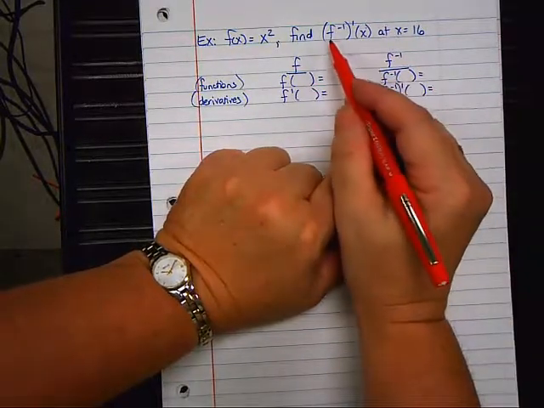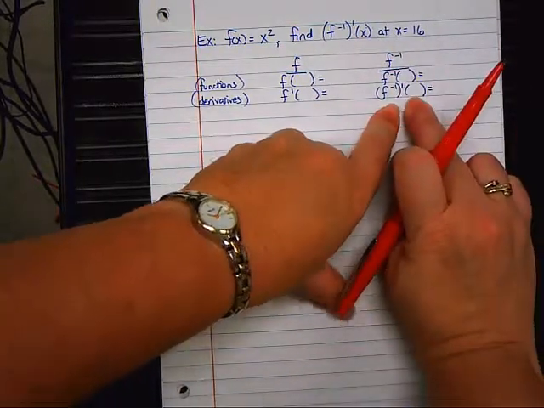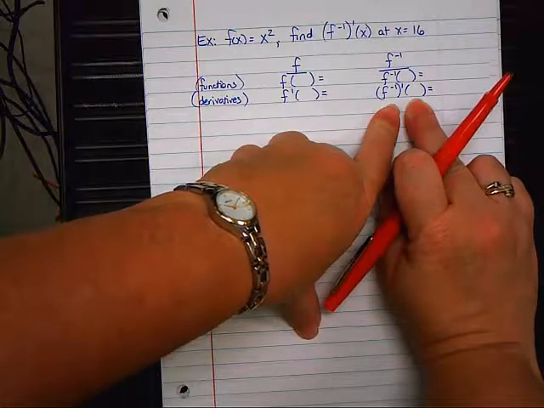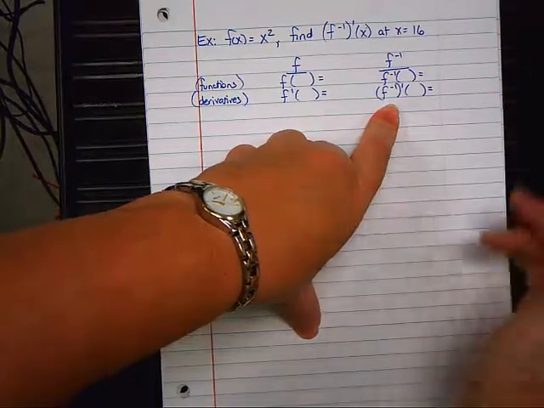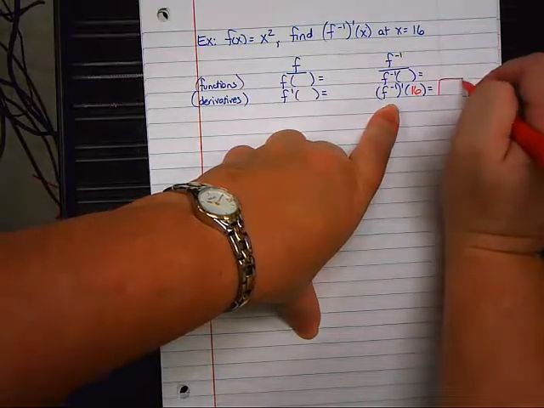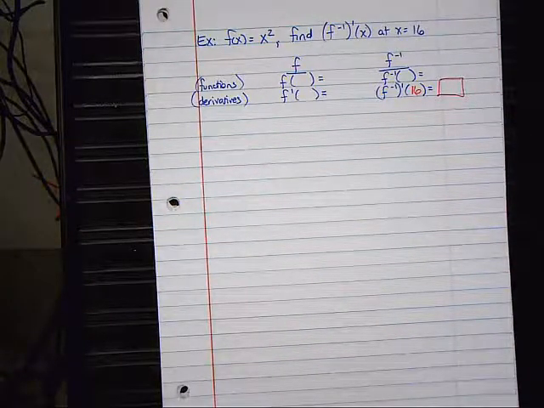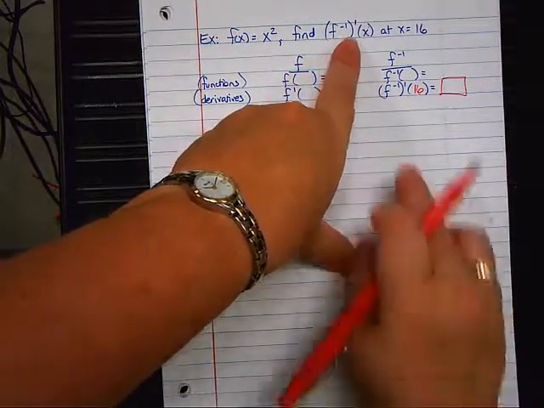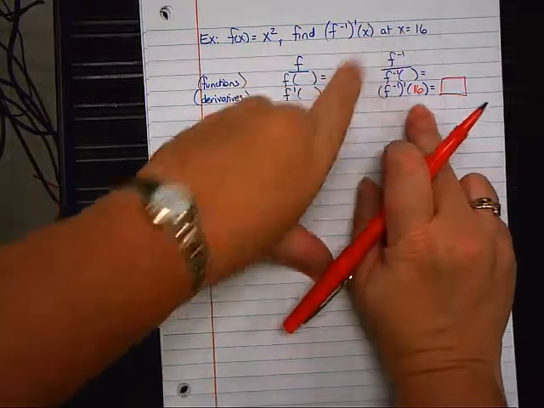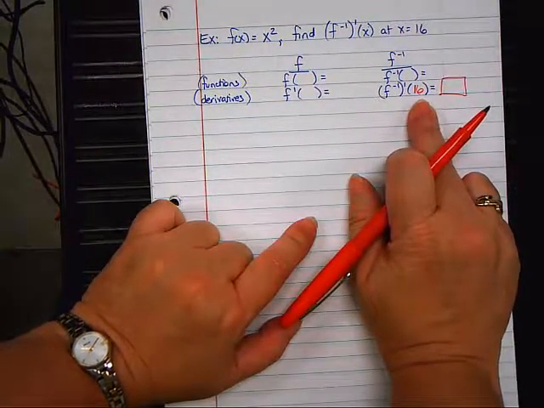Okay. It says find f inverse prime of x at x equals 16. That's this right here, bottom right. Do you see that it says f inverse prime of x at x equals 16? So 16 goes right there. And I want you to box afterwards because that's going to be your final answer. When we get that box filled in, we're done. Because it says find f inverse prime of x at x equals 16. So 16 goes right there. Are you with me? Okay.